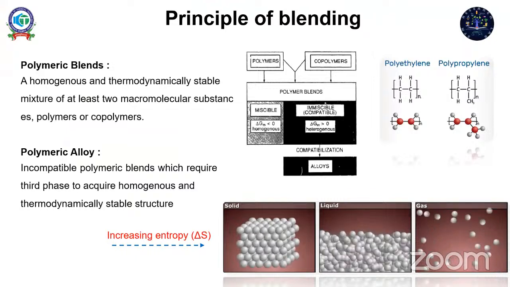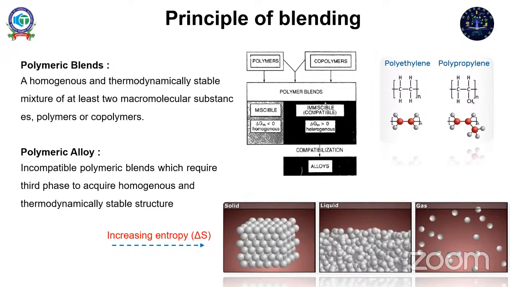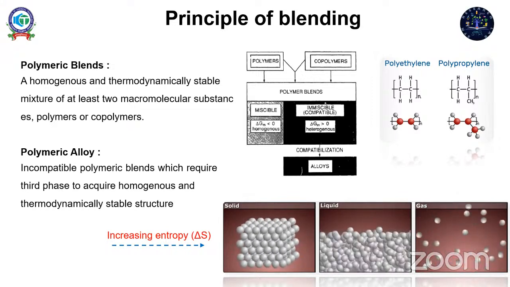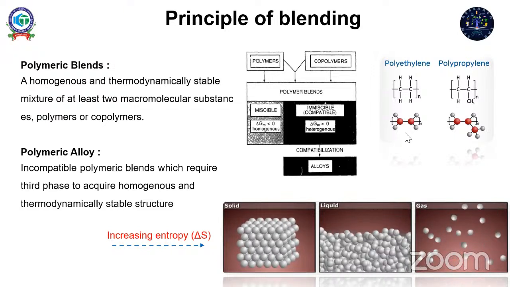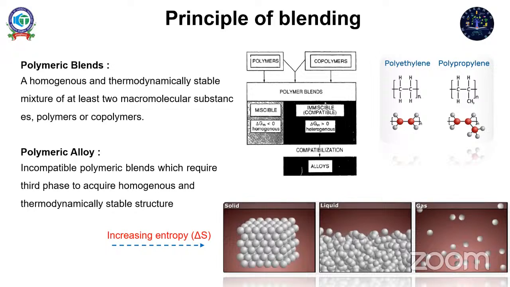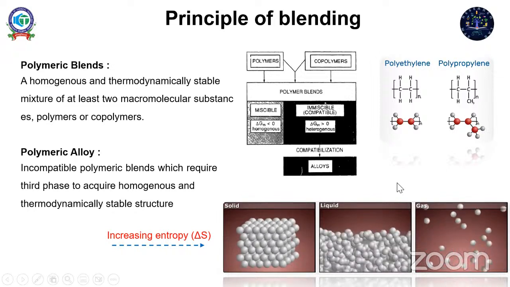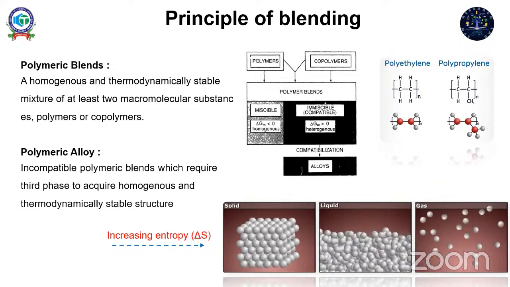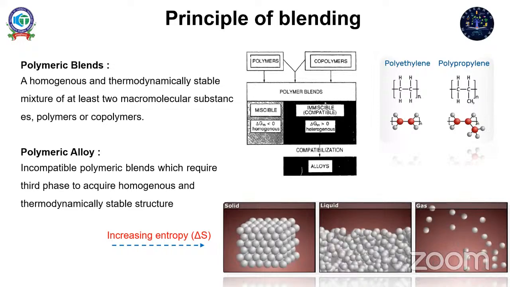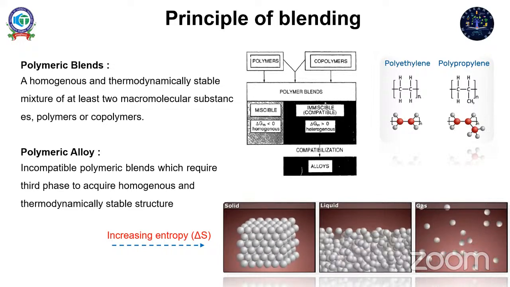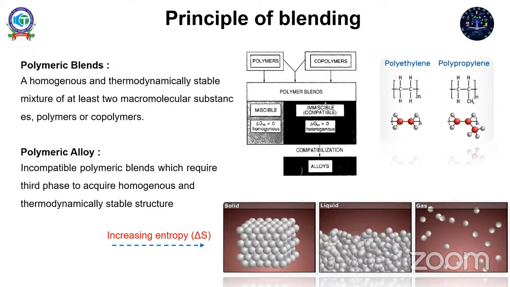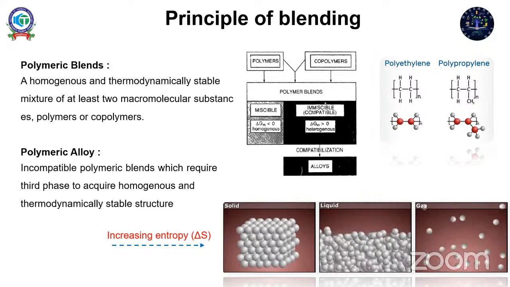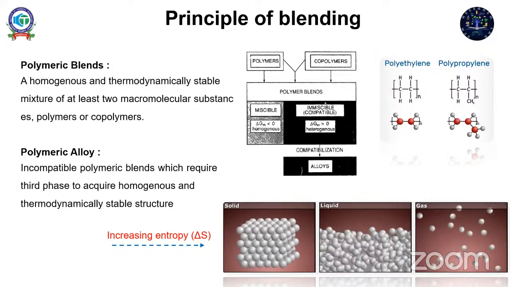Now, what actually is a polymer blend? A polymer blend is nothing but a mixture of two different polymers, such as a mixture of polyethylene and polypropylene, which we can call a blend of polyolefins, or a mixture of polycarbonate and ABS, which we can call a PC/ABS blend. So it is nothing but a mixture of two different polymers.